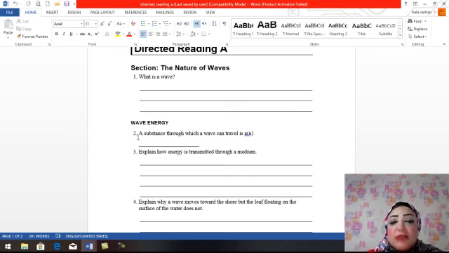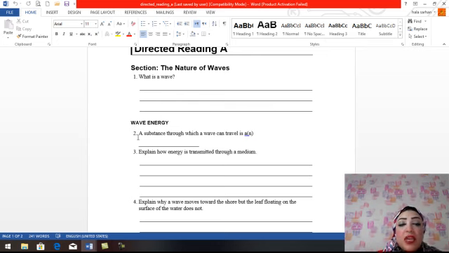How is energy transmitted through a medium? Yes, energy is transmitted through a medium from one point to another through the wave motion. Again, how is energy transmitted through a medium? The energy is transmitted through a wave from one point to another through the wave motion.